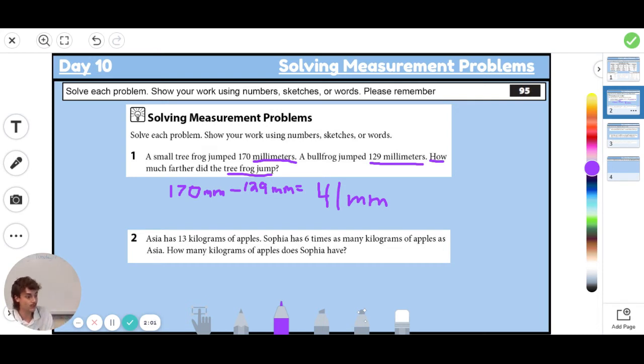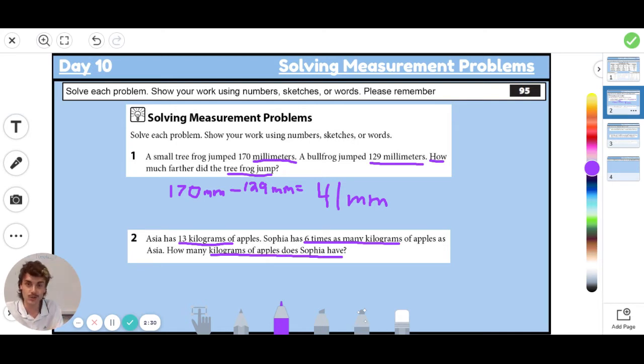So going on to number 2, it says Asia has 13 kilograms of apples. Sophia has 6 times as many kilograms of apples as Asia. How many kilograms of apples does Sophia have? Okay, so we have 13 kilograms. Then Sophia has 6 times as many kilograms. So then the question is asking us, how many kilograms of apples does Sophia have?